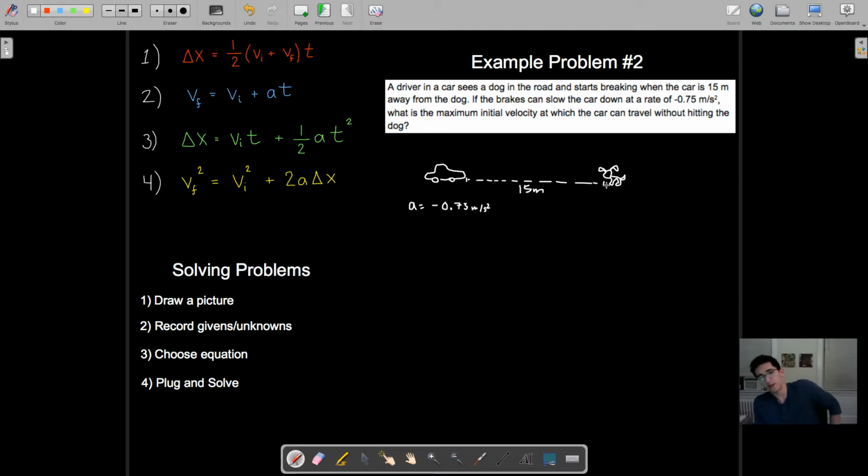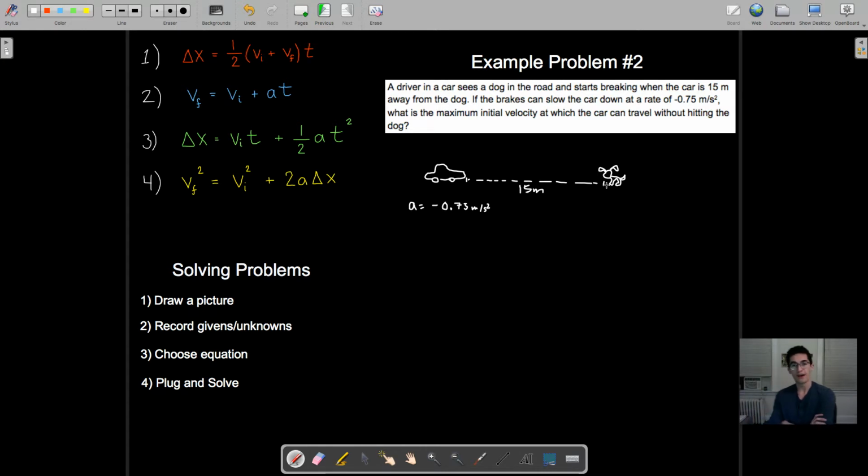Oh, okay. Well, I've been given 2 numbers. I was given 15, I was given negative 0.75, but where's my third number? Do you see it? Take a moment, pause the video, see if you can find where the hidden third number is.